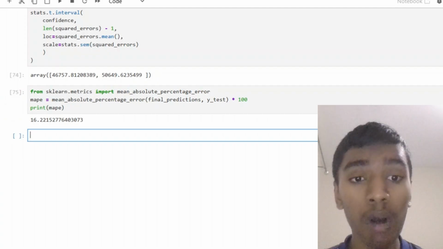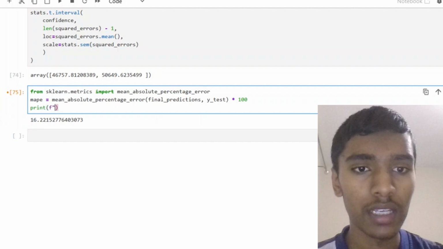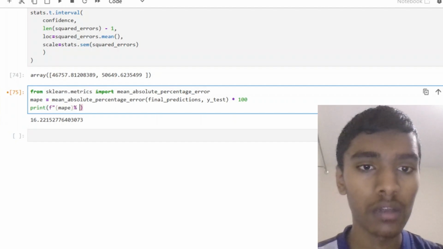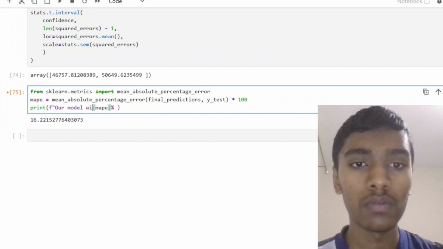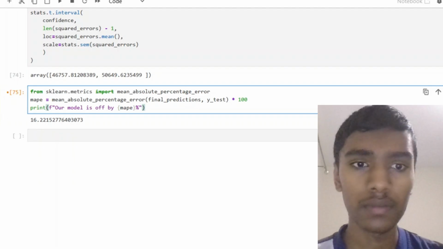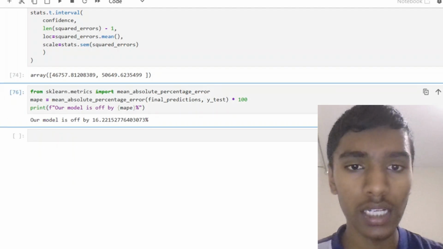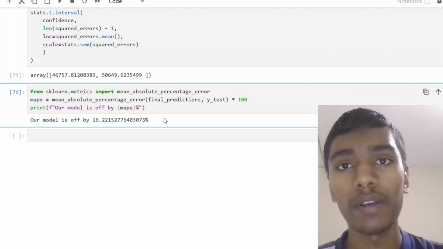And when we do that, we see that our model is off by, let me go ahead and do something like this. Our model is off by 16%. So there you go. That's a more succinct way of writing it. So 16.22% roughly.